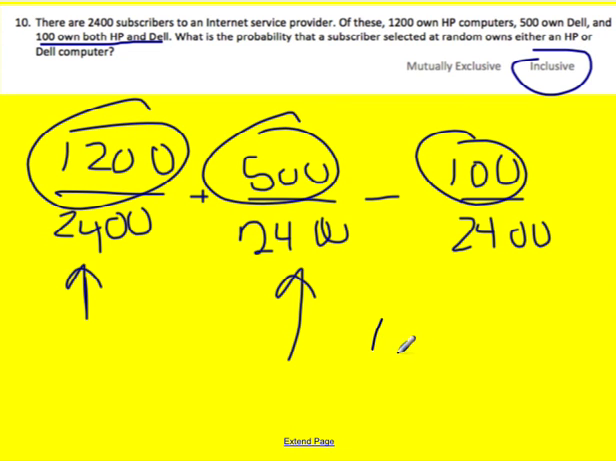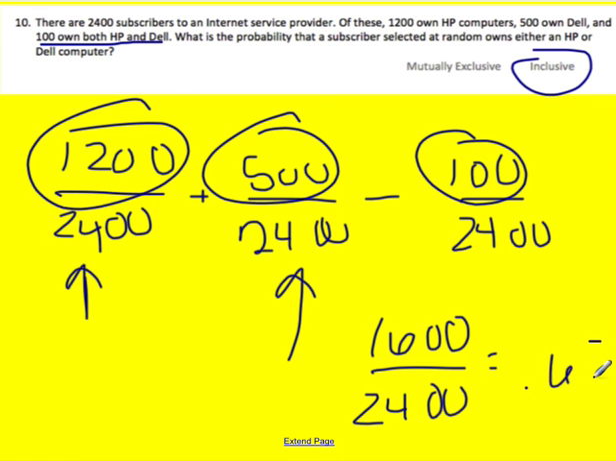So I end up getting 1,600 divided by 2,400. Again, my bottom staying the same. And when you divide that out, you end up getting 0.67, or you could do 0.667 as well.